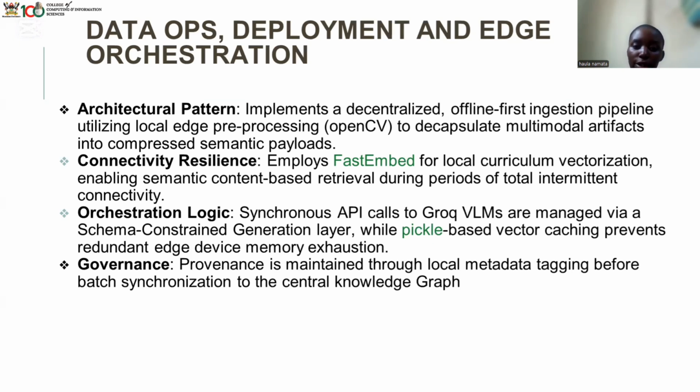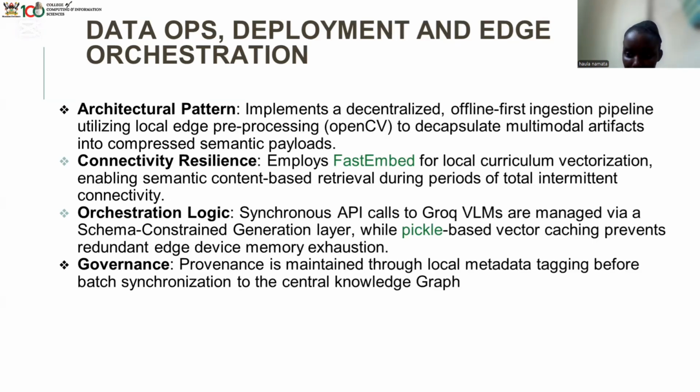And then how we handle the synchronization pipeline. We use batch synchronization, which is utilized when the connectivity becomes available. So it enables decentralized semantic ingestion across the geographically distributed settlements. And then the orchestration logic: the semantic extraction pipelines coordinate the VLM processing, the vector embedding, the graph insertion, and the semantic validation. Then the schema-constrained generation ensures that we have structured outputs.